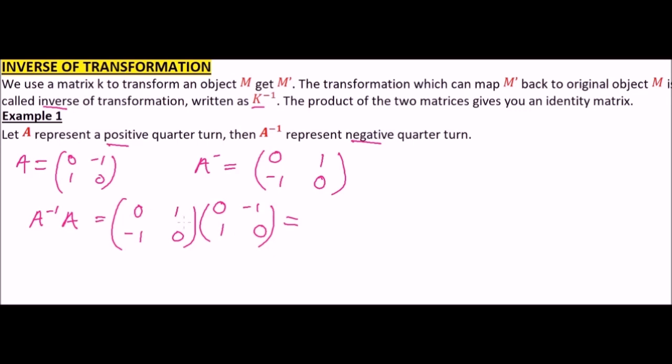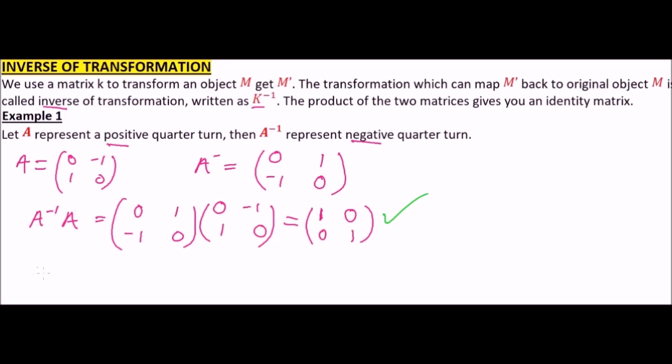Giving you 0 times 0 is 0, 1 times 1 is 1. So we add 0 plus 1, you get 1. Then we have 0 times minus 1, that is 0. And we have 1 times 0, that will give you 0. So 0 plus 0 is 0. Minus 1 times 0 is 0. 0 times 1 is 0. So here 0 plus 0 is 0. Minus 1 times minus 1 will give you positive 1. So you note that this is an identity matrix. So when you multiply a matrix by its inverse, it gives you an identity matrix.